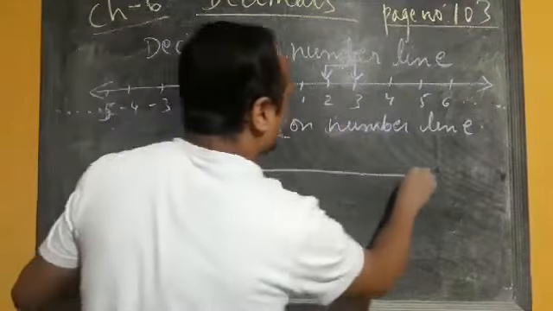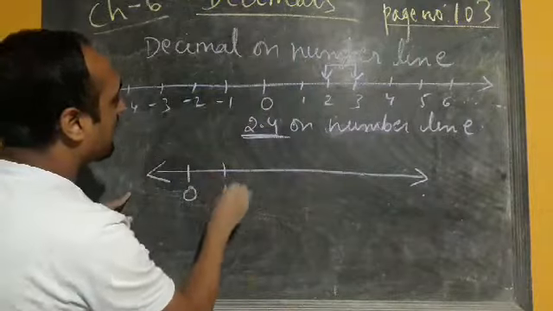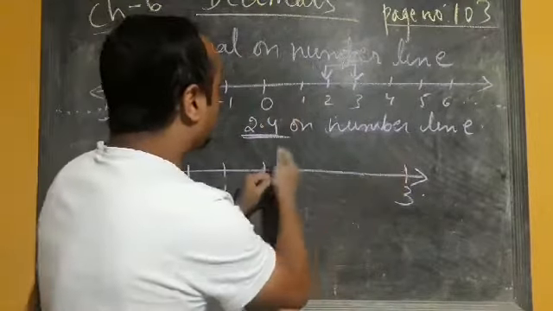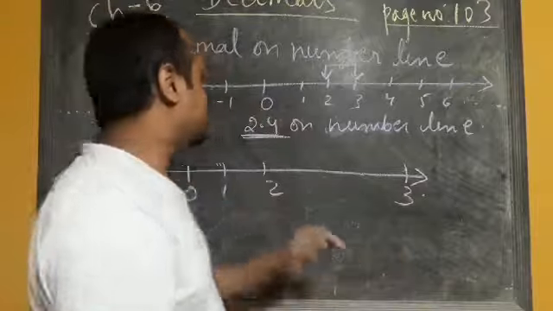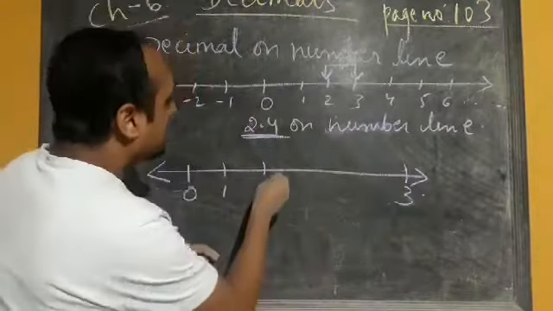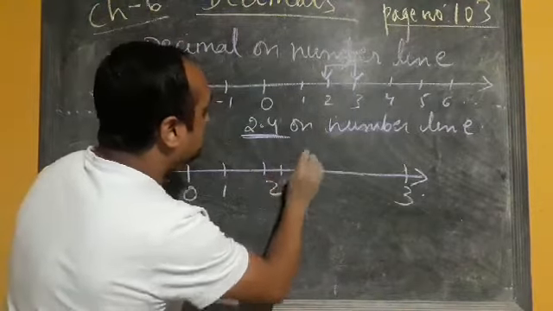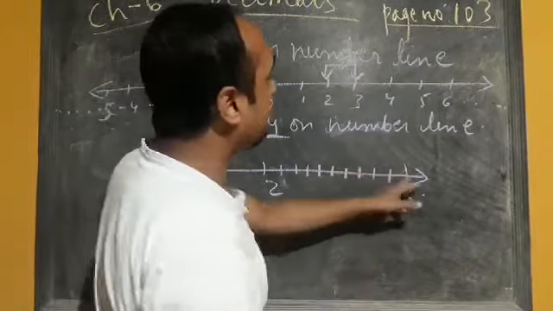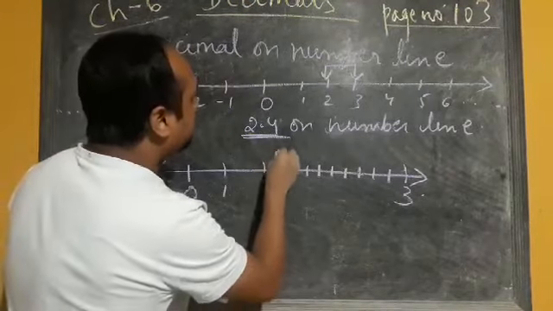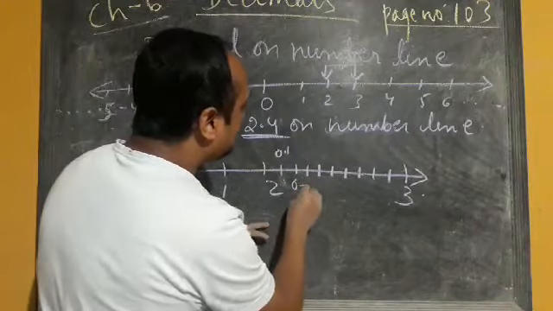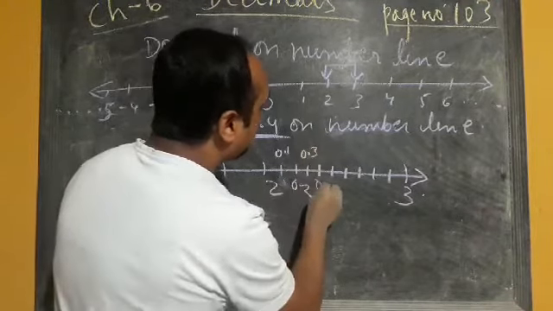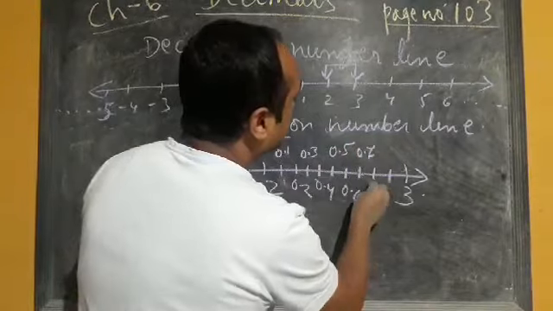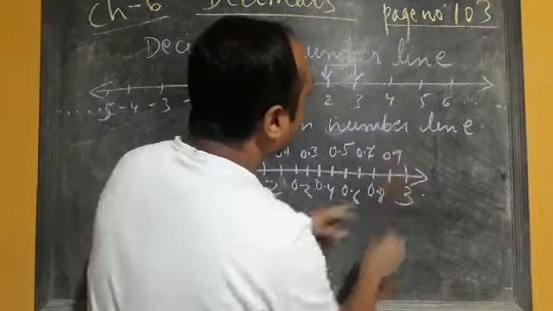So here I am taking another line, suppose 0, 1, 2, and suppose this is our 3. I am taking this long gap because I have to represent the smaller parts of 1, the tenth parts. So here we can divide it into 10 parts: 1, 2, 3, 4, 5, 6, 7, 8, 9, and 10. The first one will be 0.1, 0.2, 0.3, 0.4, 0.5, 0.6, 0.7, 0.8, 0.9, and this is our 3.